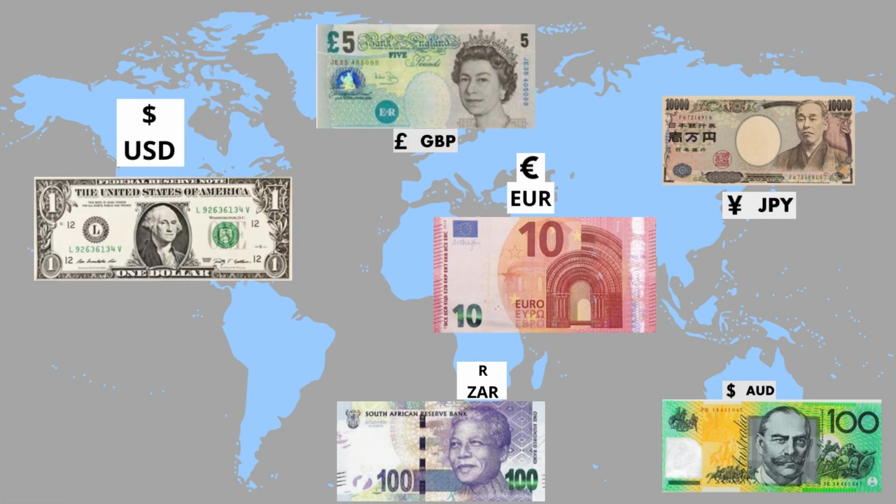Here are a few examples of the different currencies you get all over the world. You get the US dollar, you get the South African rand, you get the Australian dollar, in Australia of course, then you get the yen in Japan, you get the euros in the United Kingdom, and then you get the pound in Britain.